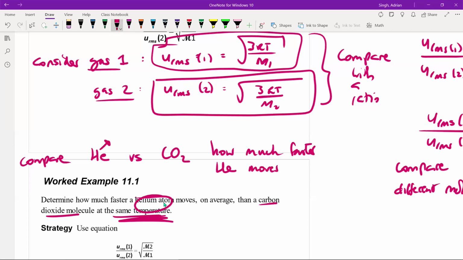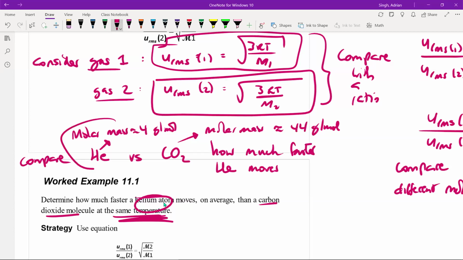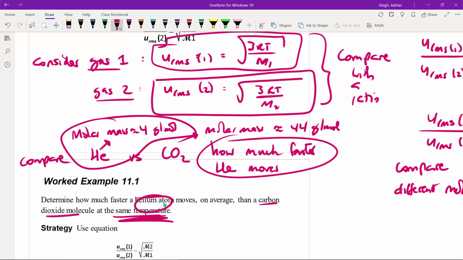Okay, and think about it now. The helium has a molar mass, we look it up on the table, of around 4 grams per mole, whereas CO2, carbon dioxide, right, carbon's 12, oxygen is 16, so that's 32 plus 12, that's 44. So molar mass here is about 44 grams per mole, right? Helium obviously being smaller, we would expect it to move faster. How much faster though, right? Again, at the same temperature. This needs to be a fair comparison.